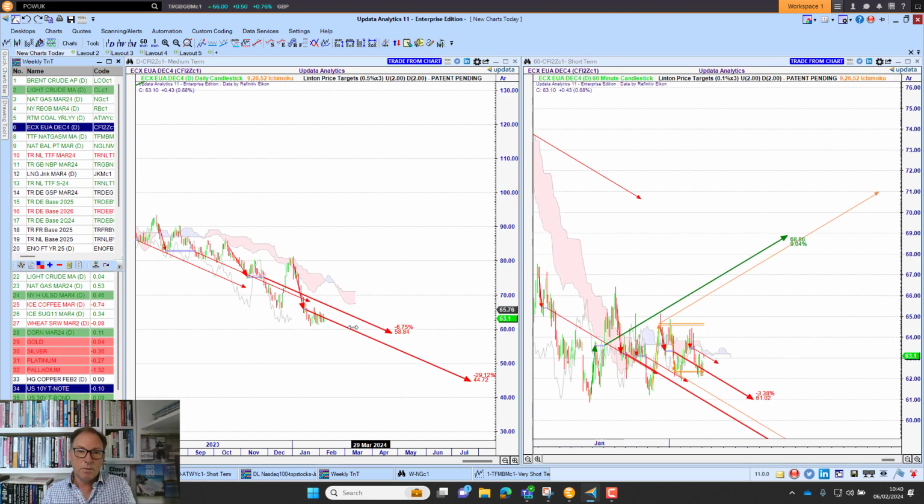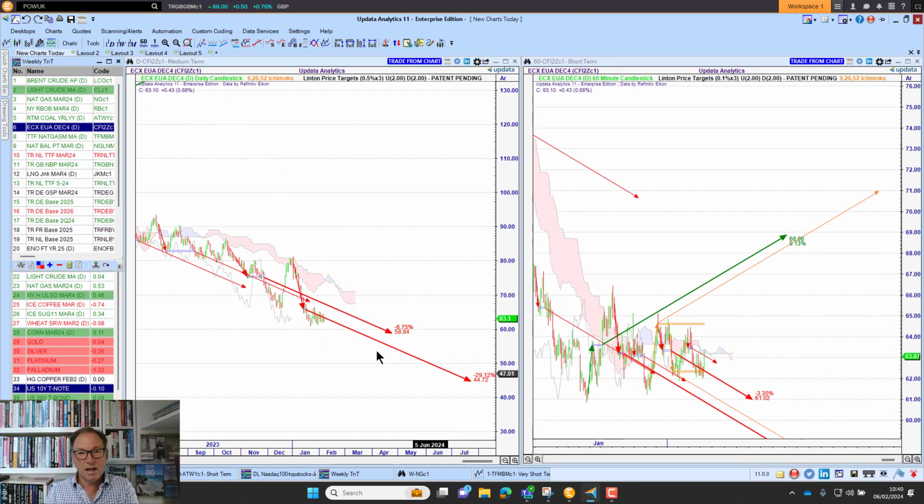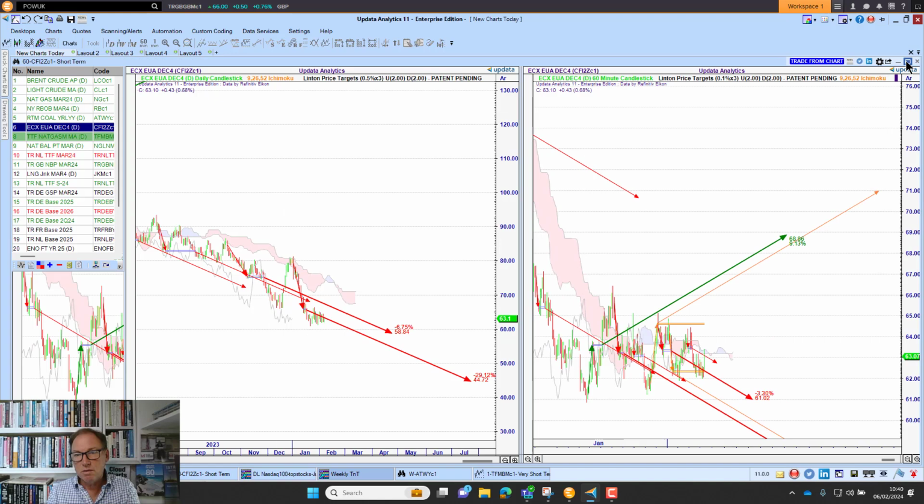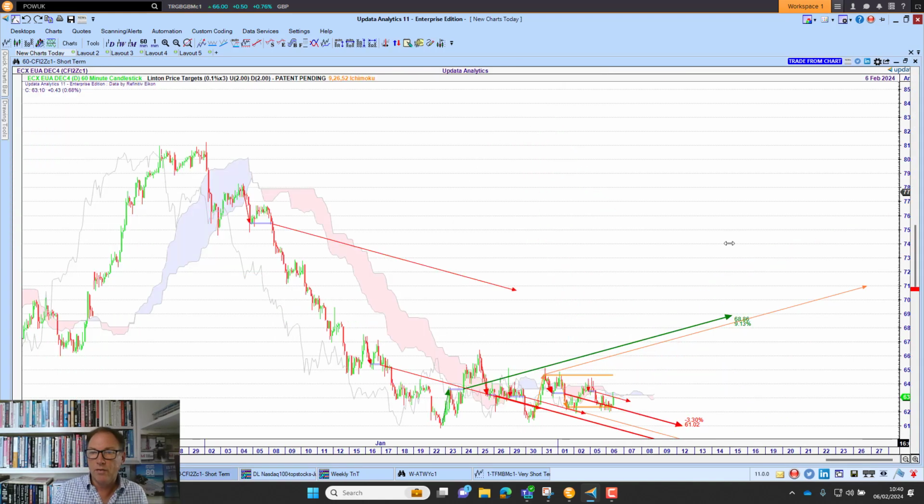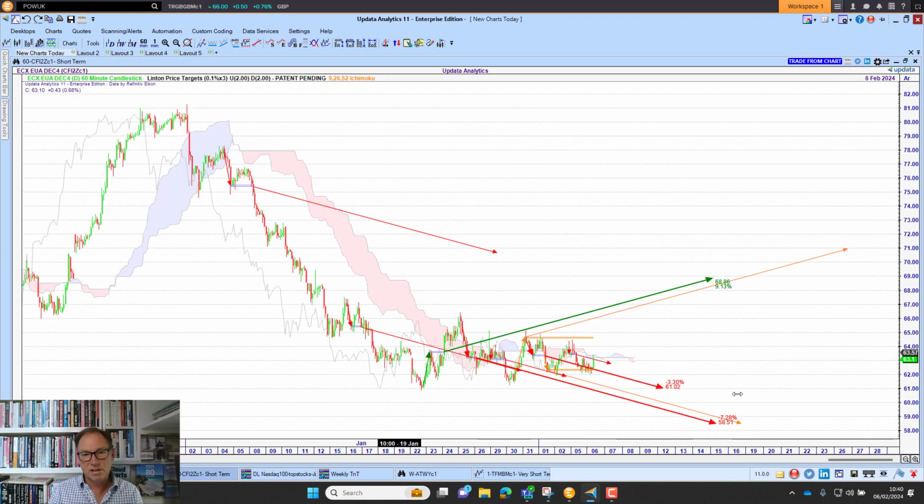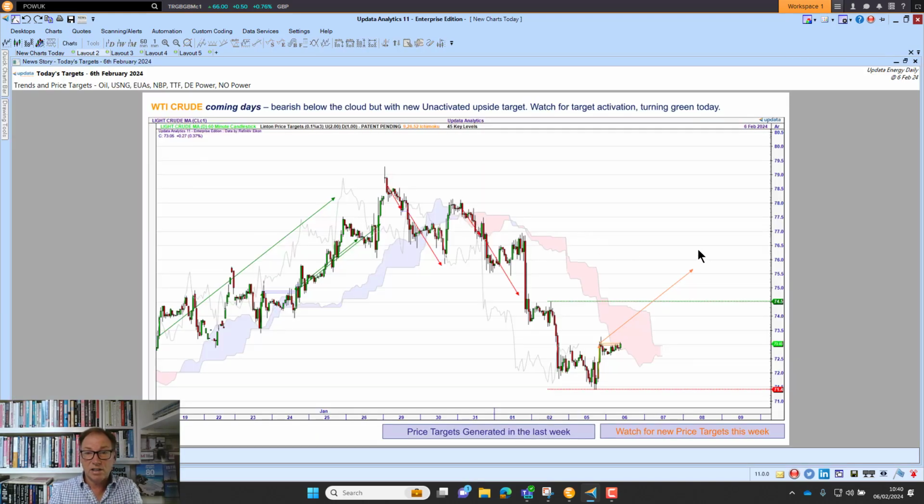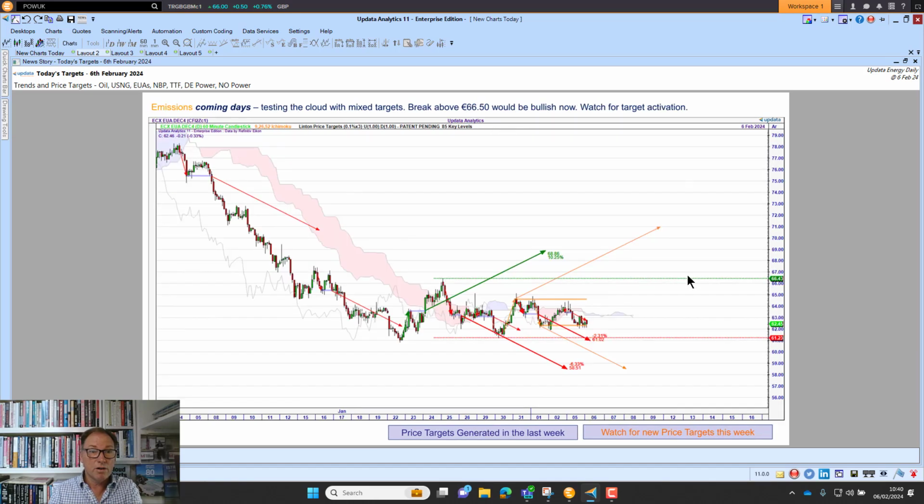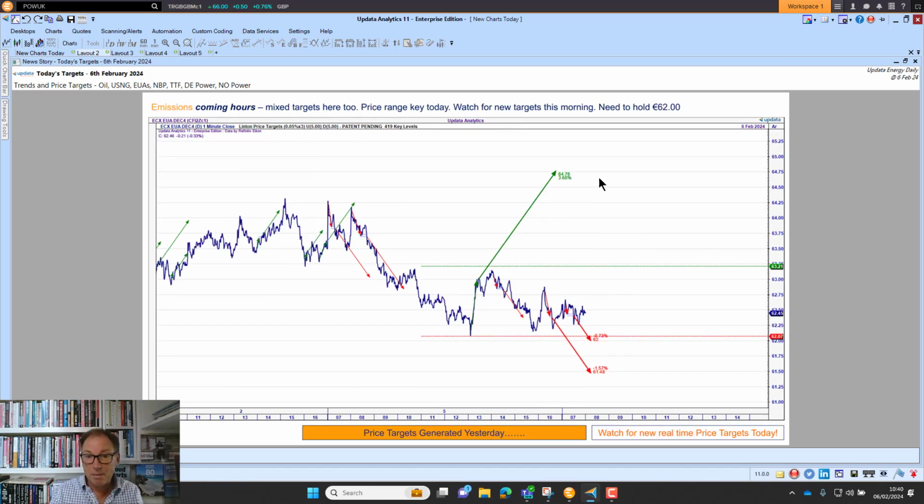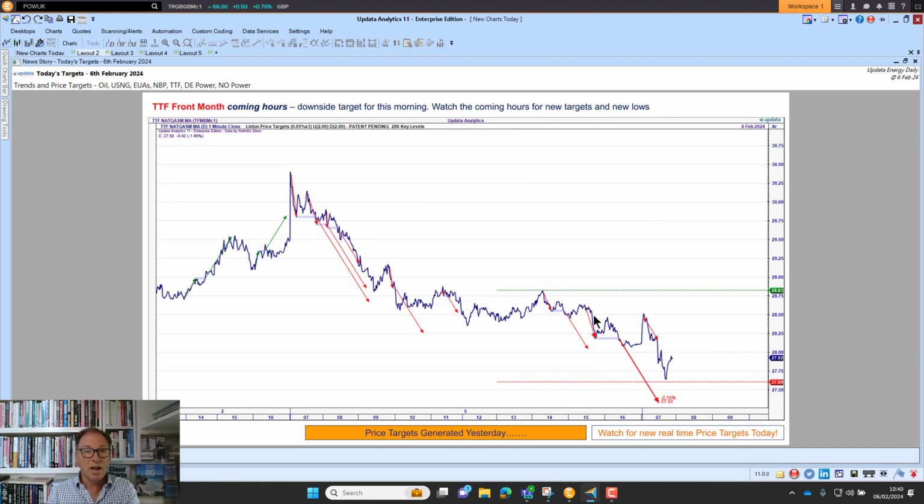Emissions, we do have the backdrop on the daily of downward targets, but we're seeing a real tussle going on on the 60-minute chart here. We've got these downward targets, this upside target activated. We're just waiting for this new upside target to be activated. We really need to move above 66 euros. And of course, that's in the report as well. We cover emissions, so we give you all the targets for the day and the coming hours. And you're looking at those 1-minute charts. It'll be very interesting to see how they change.